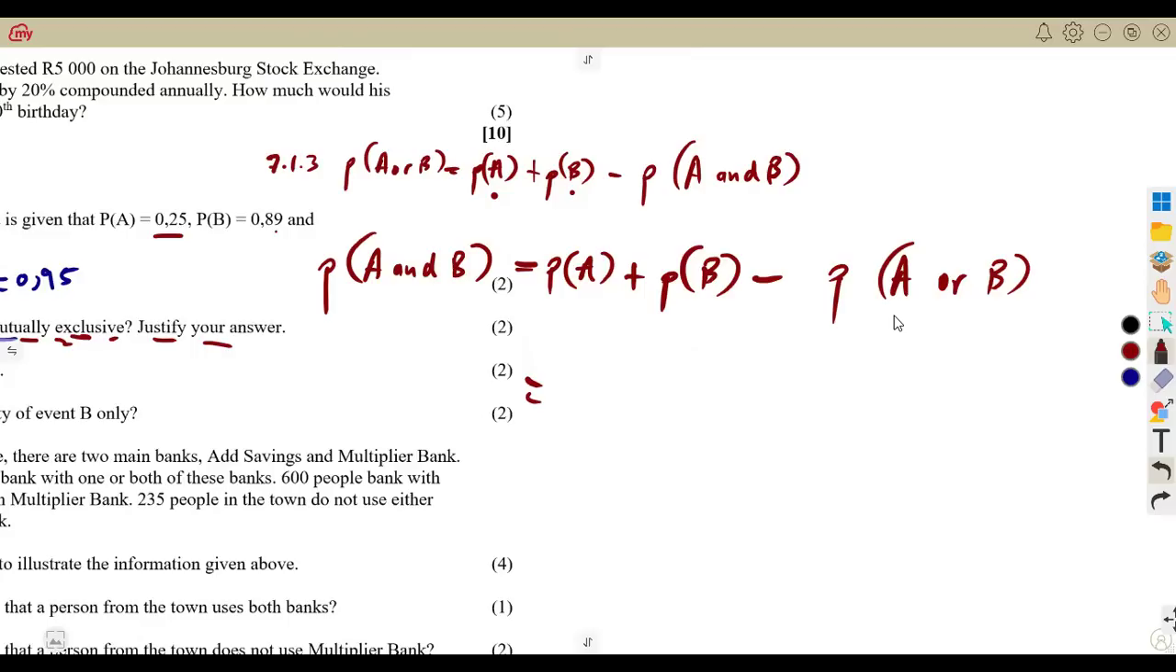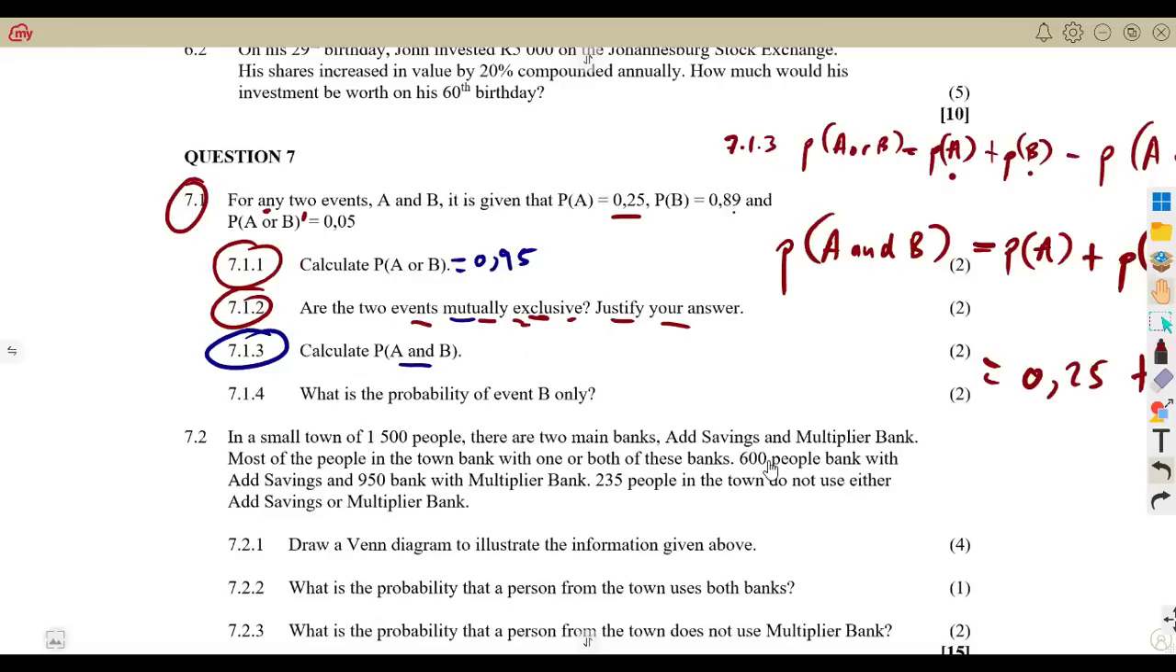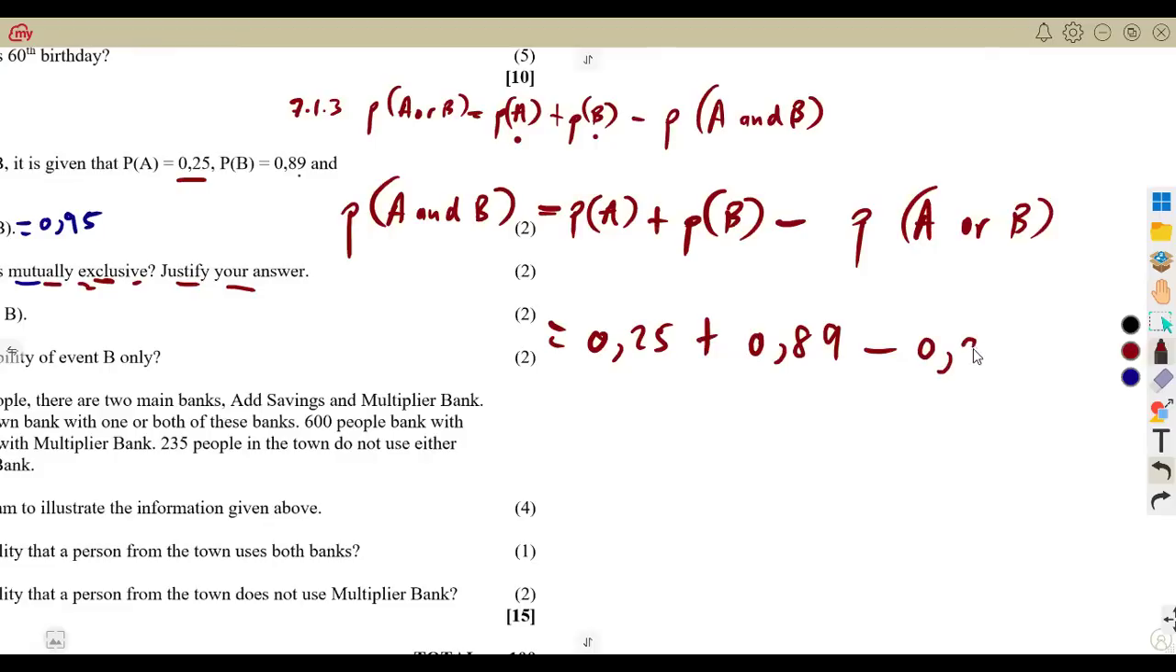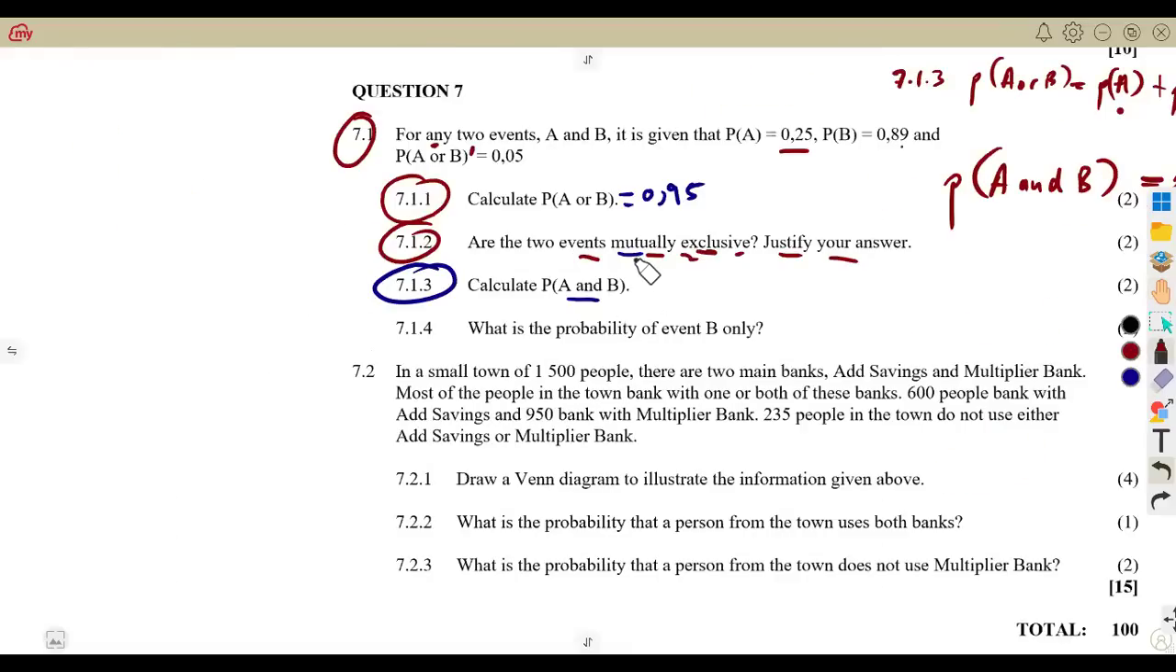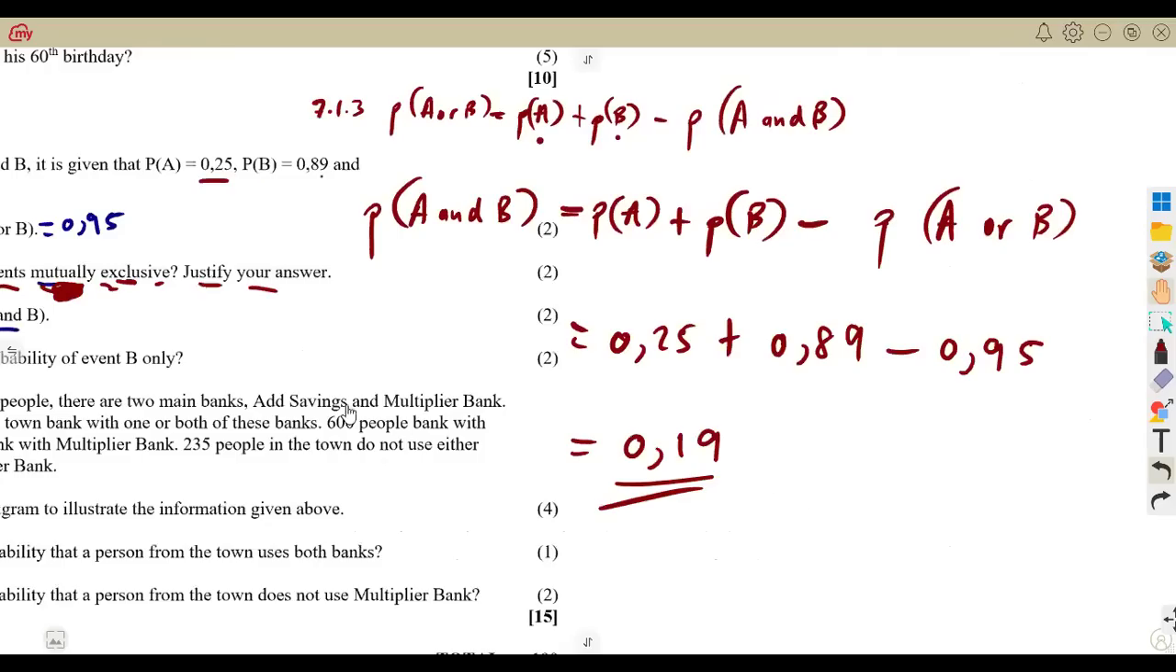They are mutually exclusive, or they are not. This one is not limited anyway. So we have A, 0.25, plus that one of B, 0.89, minus that of A or B, which we calculated. A or B, remember we calculated and we got 0.95. So the difference there is the one that represents A and B, which was 0.19. So as we can see, it is not equal to 0, because we could have used this one to prove that these ones are mutually exclusive, or they are not. So as we can see, the answer is not 0, so it means they are not mutually exclusive.